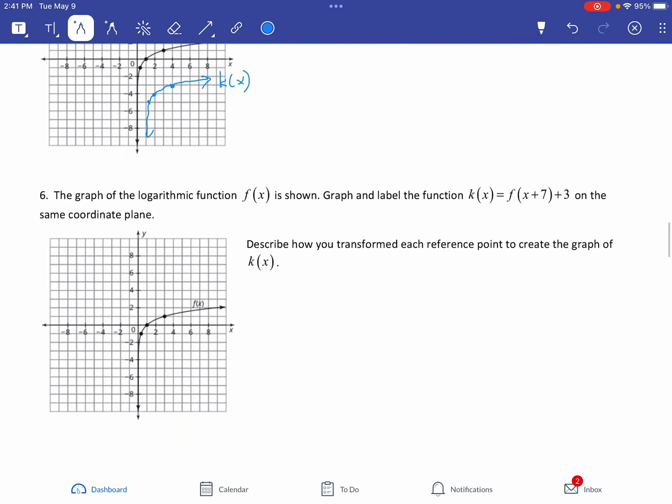Same idea. We're going to describe our transformations first. Here's 1 and 2. 1 is a horizontal shift.